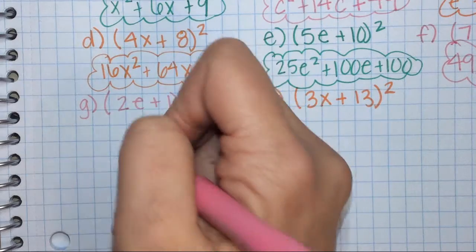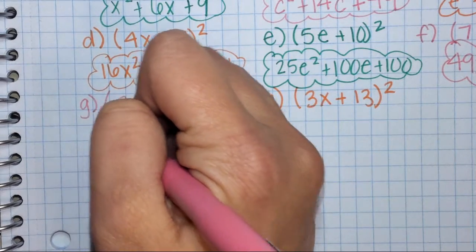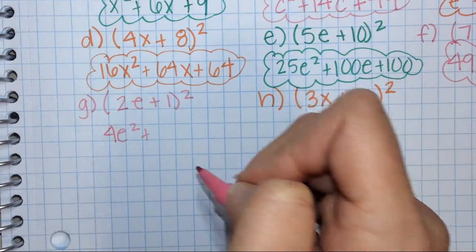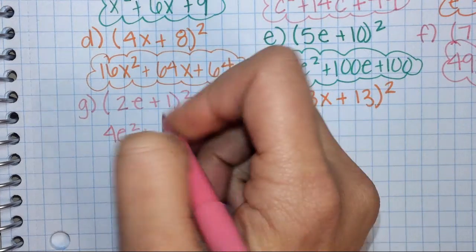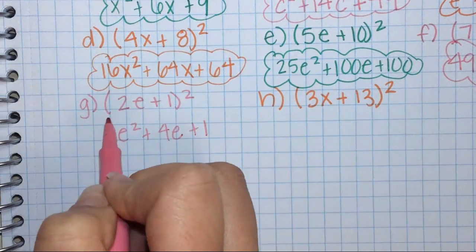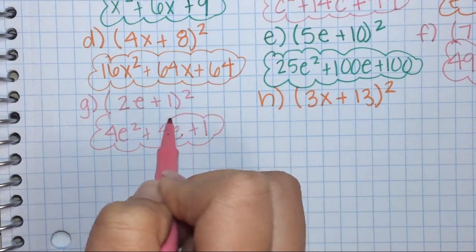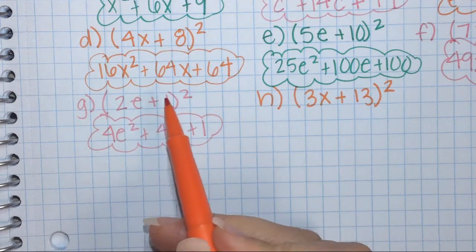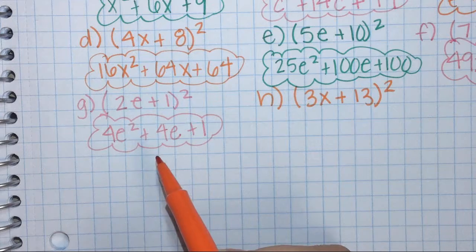Number G, I got 4E squared plus 4E plus 1. If 3 people got it right, take a point. 2E squared is 4E squared. 2 times 1 is 2, times 2 is 4.